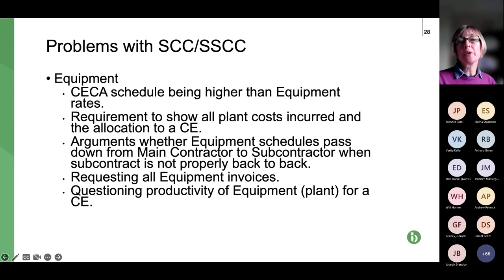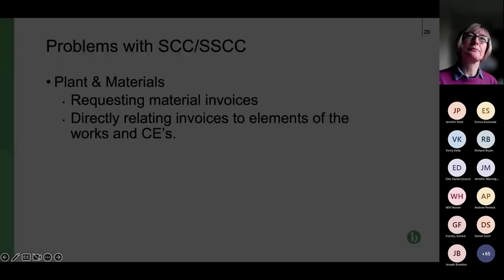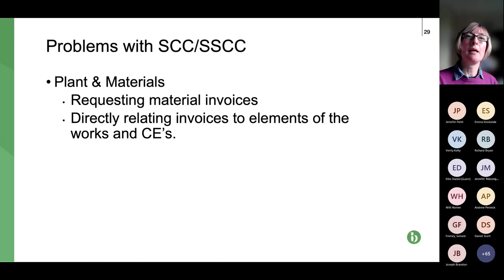The final bullet point, questioning productivity of equipment. Was it being fully productive, or could the work have been done quicker or more efficiently? But to be frank, that is just a general challenge that we have, improving entitlement to sums, whether it's an NEC contract or JCT. We're always going to come across those arguments. Next slide, please. Yeah, plant and materials, exactly the same point. So if we can have the next slide.